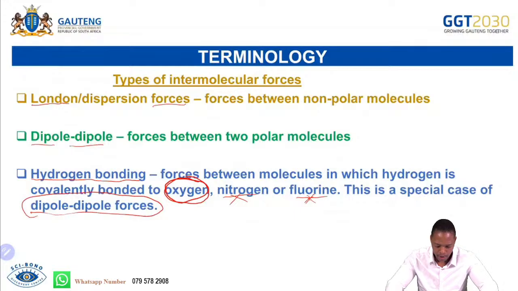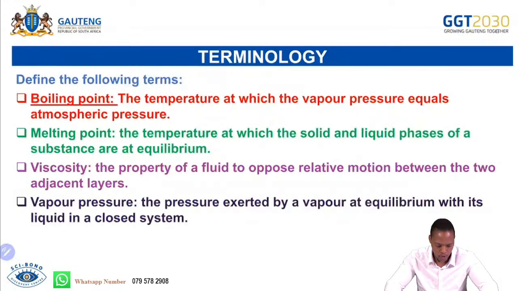Okay, what other terminology should we be familiar with for today's lesson? We should be able to define the following terms. These are the physical properties that I was talking about. We should be able to define boiling point. I abbreviated it BP, it makes it easy. I will show you as we continue with the lesson. So I have BP, boiling point: the temperature at which the vapor pressure equals the atmospheric pressure.